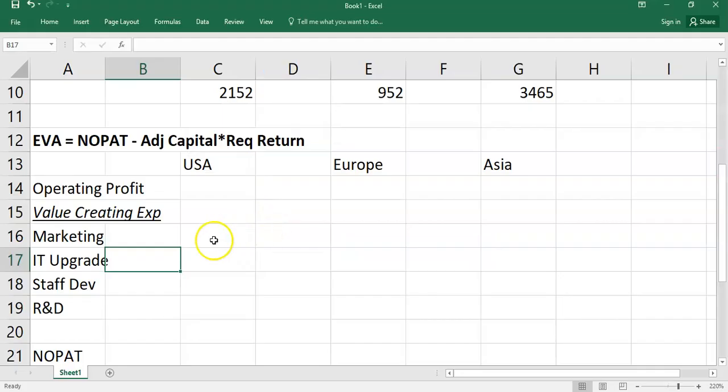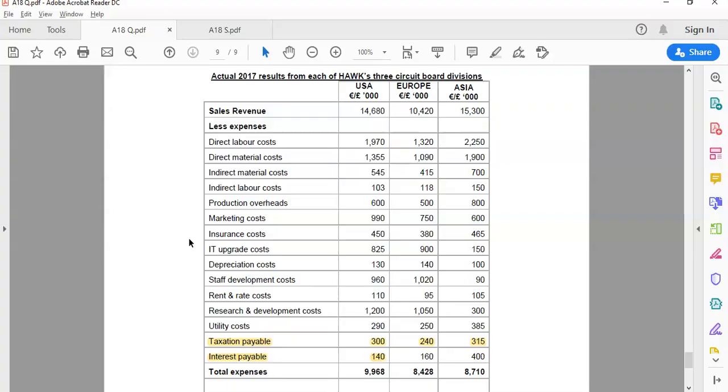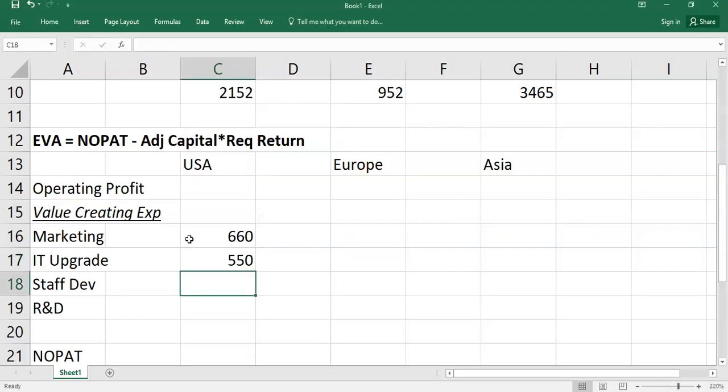So for example, for marketing, of the 990 in USA, you divide by 3 and you add back 2. So you're going to add back 660. It doesn't disappear. You add it back to capital, but we only do that as a single adjustment at the end. The 330 that you aren't adding back is 1/3, and that stays in the P&L this year because you write it off over its useful life. The IT upgrade, 825 times 2/3, which is 550. The staff development, 960 times 2/3. It's quite repetitive once you get into the swing of things. And you have research and development times 2/3. So you're adding back a total there of 2650, and you're going to add that back onto USA's.